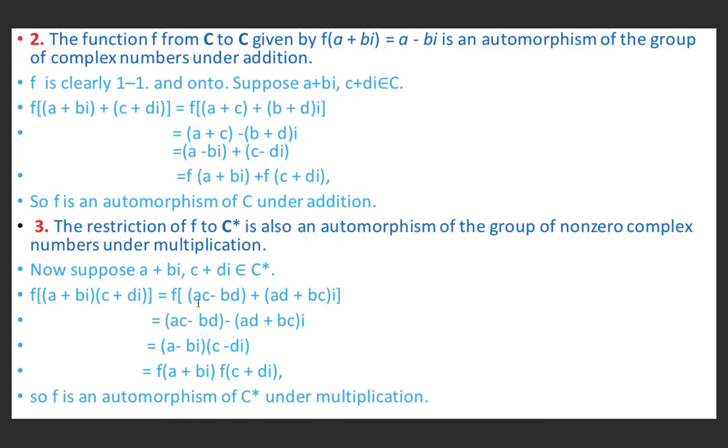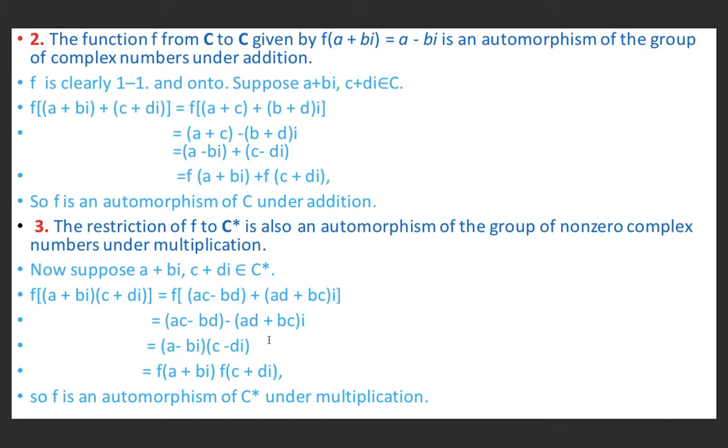So this is equal to ac minus bd plus (ad plus bc) iota, its image is ac minus bd minus (ad plus bc) iota. We have replaced iota by minus iota. We have taken the conjugate of this element, because the function is defined as f of a plus b iota equal to a minus b iota. And this can be written as (a minus b iota) into (c minus d iota).